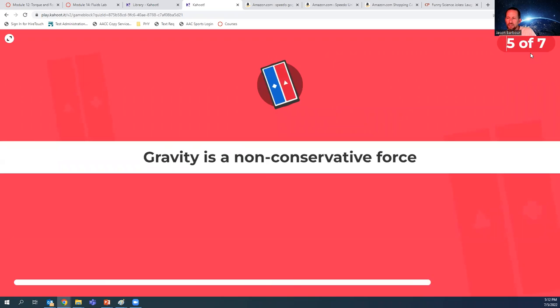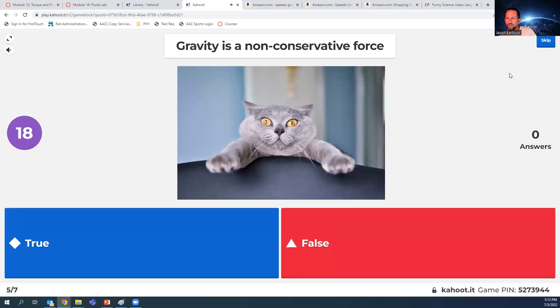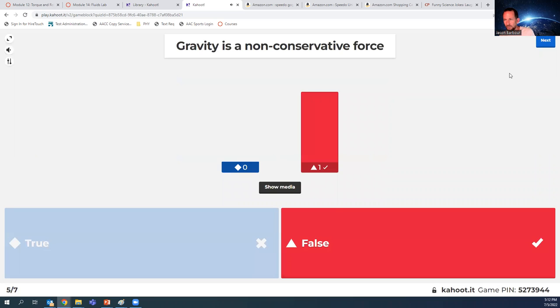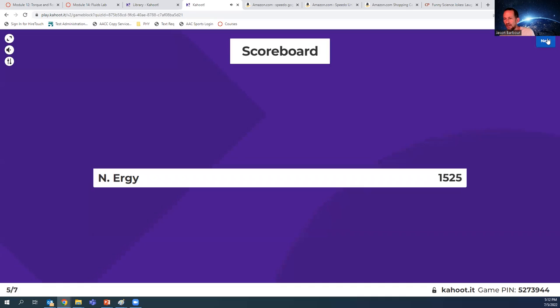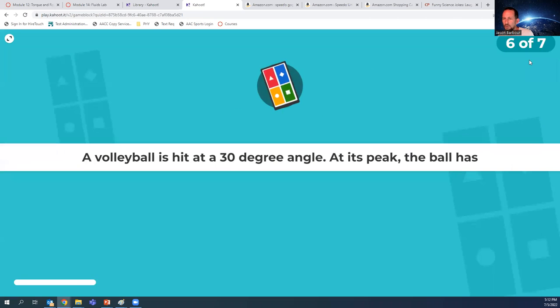True or false? Gravity is a non-conservative force. Okay, plenty of time to answer this one. So, did you get that one right? That was false because gravity is a conservative force. Make sure you got that. Next up, we've got two more questions to go.